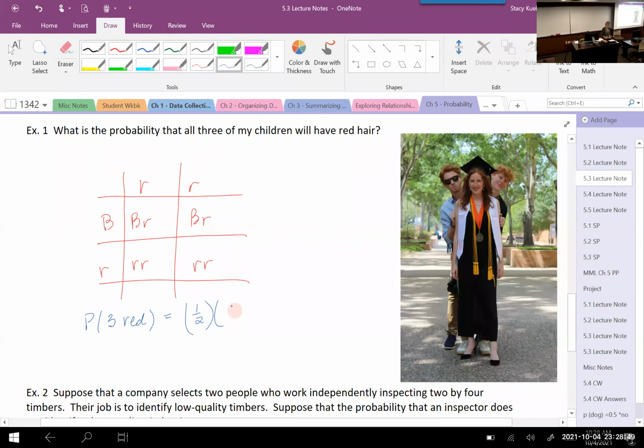Times, that's Mackenzie, that's my daughter, times Blaine, times Landon. Multiply across and I get 1 out of 8, which is really a 12.5% chance that all three of them had red hair. It wasn't quite as miraculous as I thought, right? It's not unusual, is it? How do we define unusual? Less than 0.05, right? So it's not unusual for me to have had three kids with all red hair. Kind of interesting, huh?